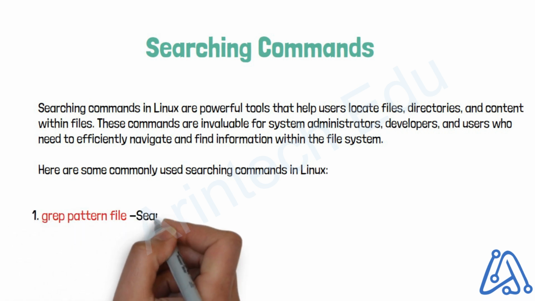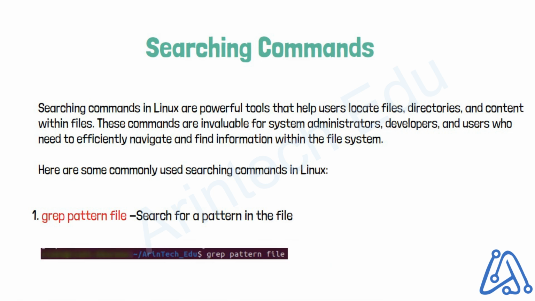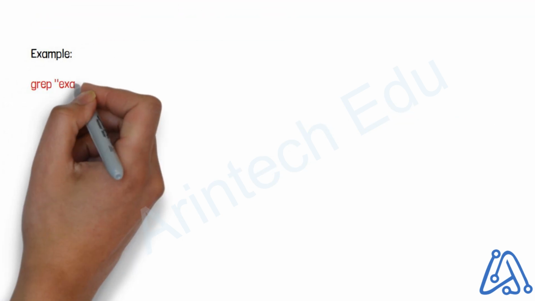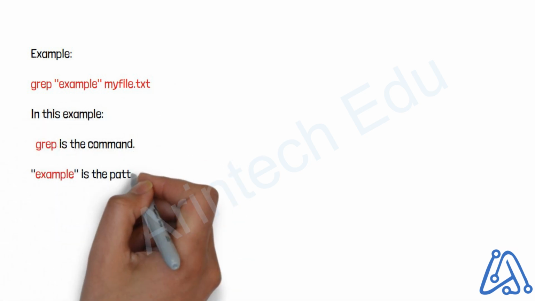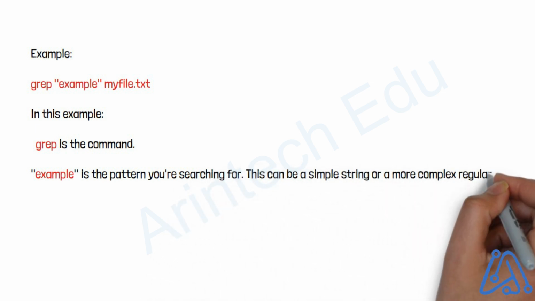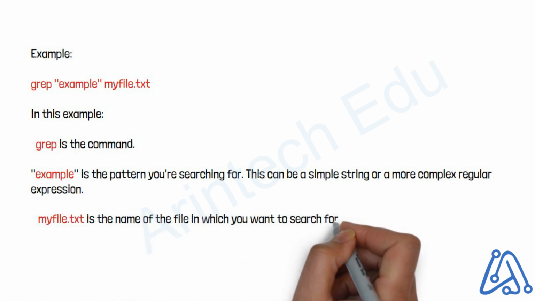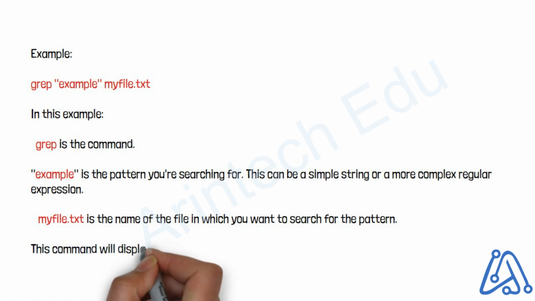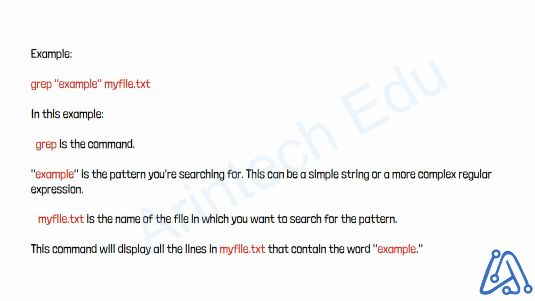1. grep pattern file. Search for a pattern in the file. Example: grep example myfile.txt. In this example, grep is the command. Example is the pattern you're searching for. This can be a simple string or a more complex regular expression. myfile.txt is the name of the file in which you want to search for the pattern. This command will display all the lines in myfile.txt that contain the word example.